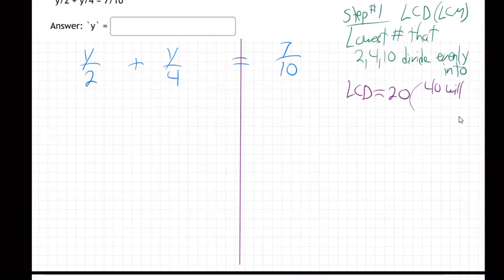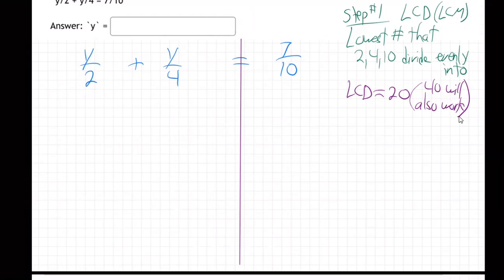40 will also work. It's just going to be a little harder, because it's bigger. The lowest number that works is 20, right? All those numbers divide evenly into 20, don't they? 2 goes into 20, 4 goes into 20, 10 goes into 20. They all go evenly into 20. That's the lowest common denominator. 40 will work also, but it'll be just a little harder for you. So I'm going to use the 20.